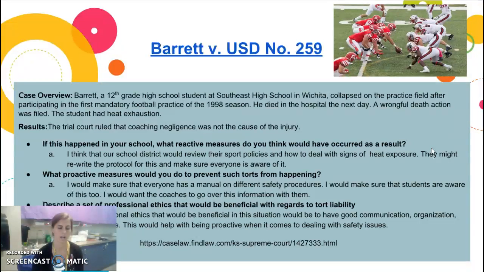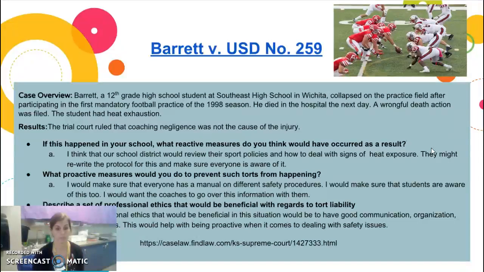The court trial was very confusing to me, but I believe it ruled that the coaching negligence was not the cause of the injury. The student expressed that he needed water. The coach gave him water and gave him a break in time, and it seemed that he ended up getting heat exhaustion. If this happened in our school, what reactive measures do you think would occur?